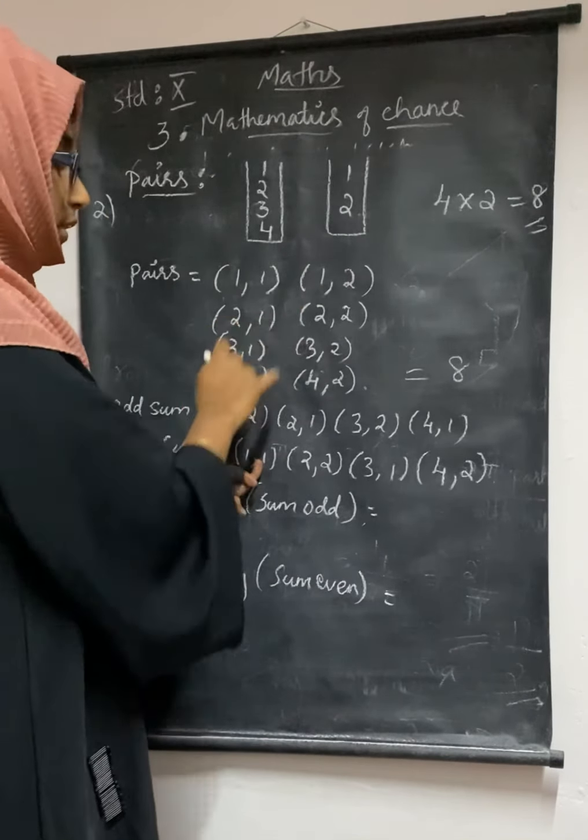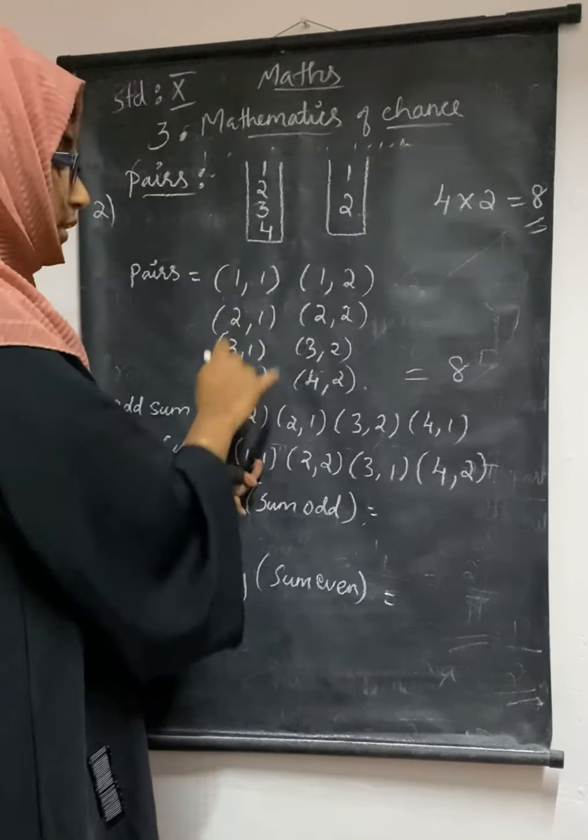So how many numbers are there? 1, 2, 3, 4, 5, 6, 7, 8, 9. So totally 9 two-digit numbers are there. First question, what is the probability of both digits being the same?